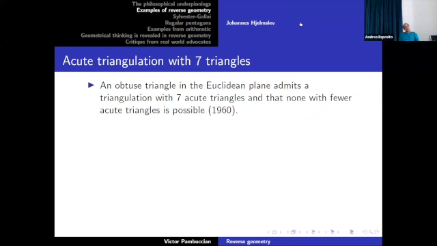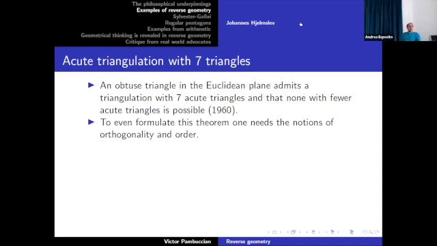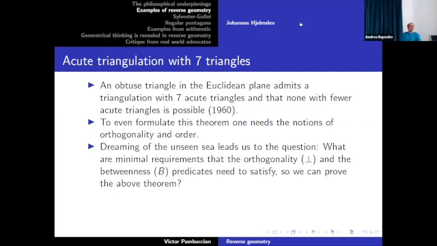In 1960, it was shown that if you give me an obtuse triangle, then I can triangulate it with acute triangles, with 7 acute triangles and not with fewer. So every obtuse triangle can be triangulated with 7 acute triangles, and you cannot do it in general with fewer than 7. The question is, how much geometry do you need for this? This was done in the Euclidean setting. So obviously you need orthogonality and order, because the question is, what's acute, right? And you need order because acute means it's less than something.